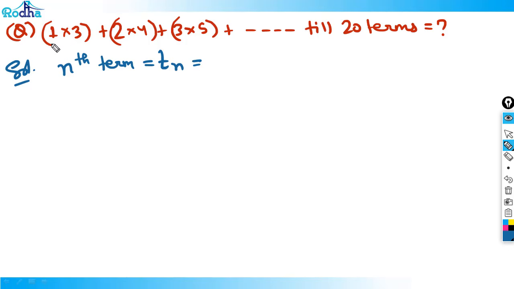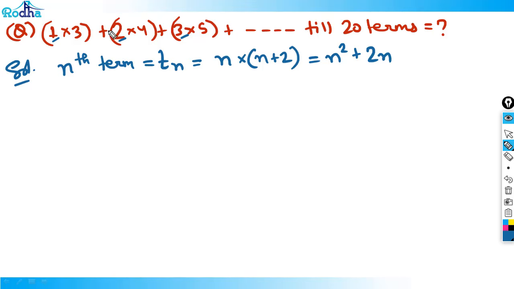Yes, you can observe. In the bracket, the first term is 1, second term 2, third term 3, like that. So the nth term will contain n. Then n into what? 1 into 3, 2 into 4, that means adding 2 here. So it should be n into n plus 2. So the nth term can be simply observed. That is n square plus 2n. This is the nth term.